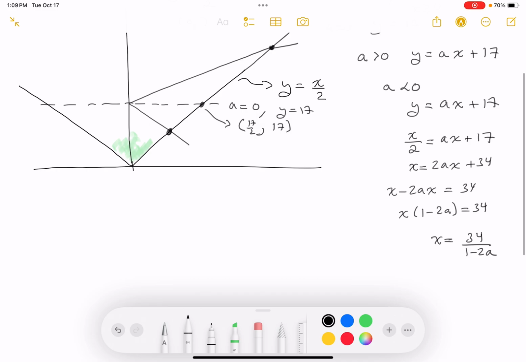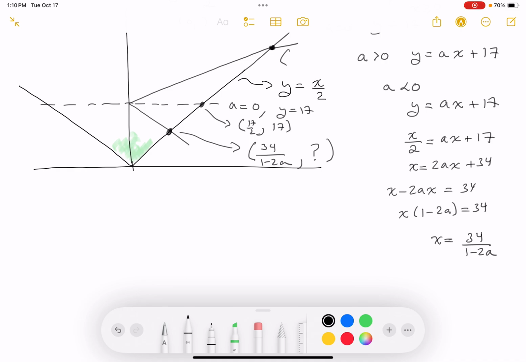But someone's going to say, I don't understand what you just did over there. We found these points over here, and there's actually two of those, depending on what a is. Like if a is a positive number, I would write this down, 34 over 1 minus 2a. Now, I'm sorry, this is if a is a negative number. By the way, I'm not going to do this over here. I'll tell you why. I really don't think I need to.